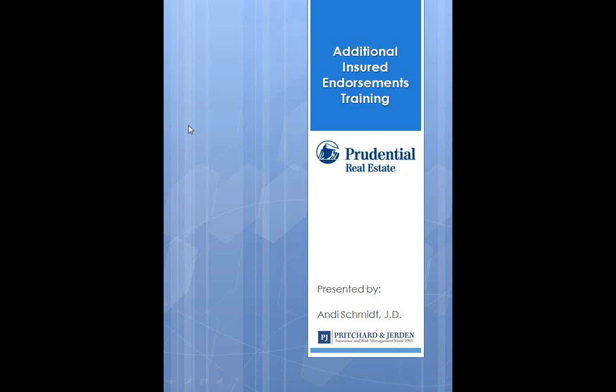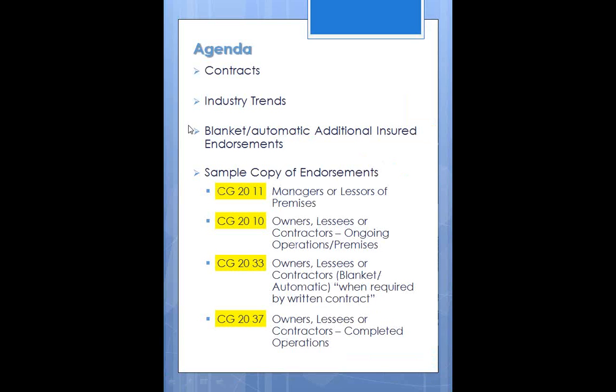Laura, you can go on to the next slide. I want to go over how your contracts are affected. I want to go over industry trends. I want to talk about blanket, or what we call automatic, additional insured endorsements. We're going to talk a little about the endorsements that are listed on this page.